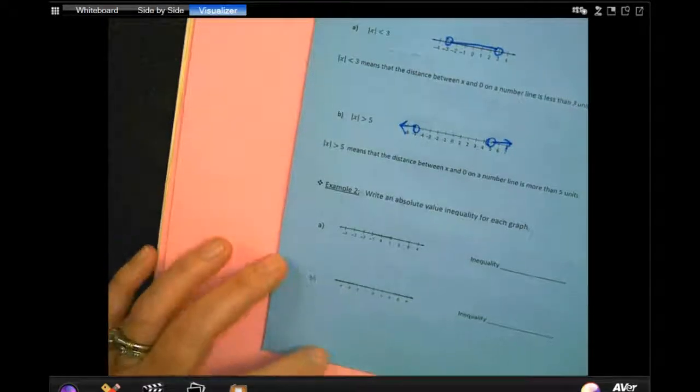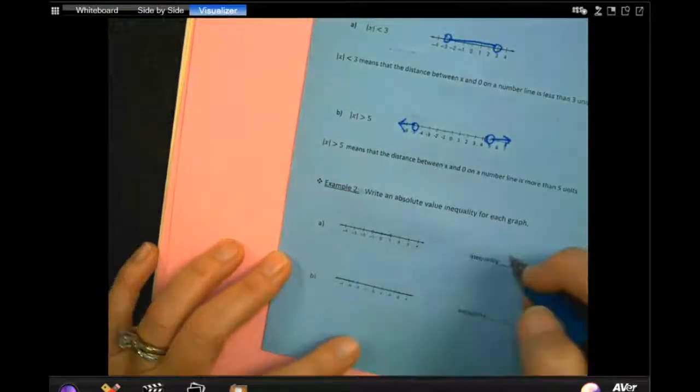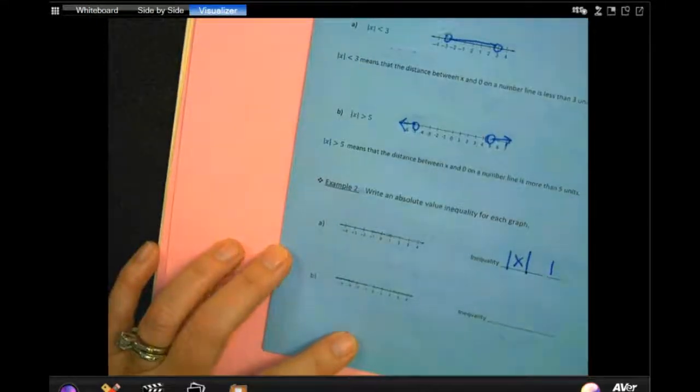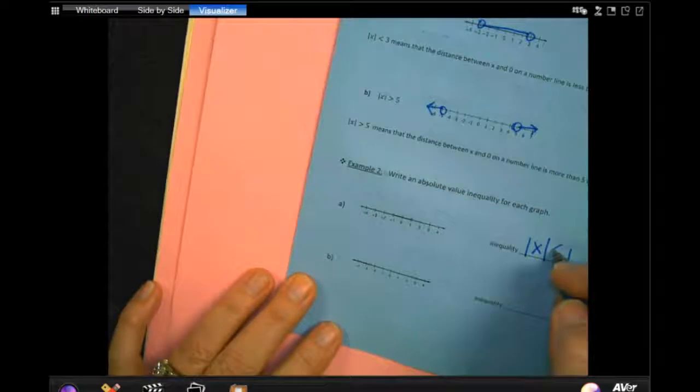So for example 2, it says write an absolute value inequality for each graph. So what numbers are those open circles on? -1 and +1. So if I do the absolute value of x and I put the 1 here, it graphed together. So what sign goes between? Less than.